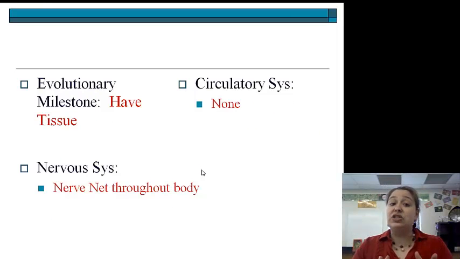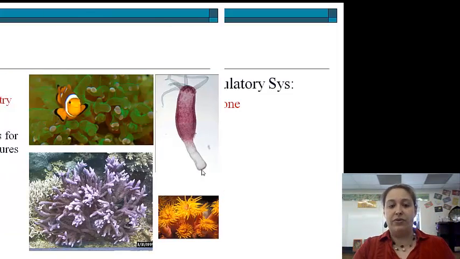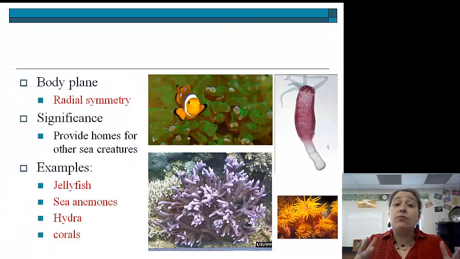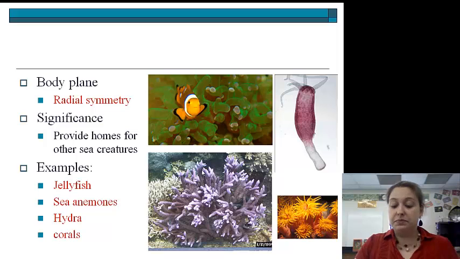They do have tissue. This is an evolutionary marker. Sponges, no tissue. These guys start having tissue. No circulatory system to be seen, but the nervous system does have a nerve net, so they can sort of tell what's going on around them. They do have radial symmetry, and they are great homes for other sea creatures. Examples are jellyfish, sea anemones, hydra, and corals.